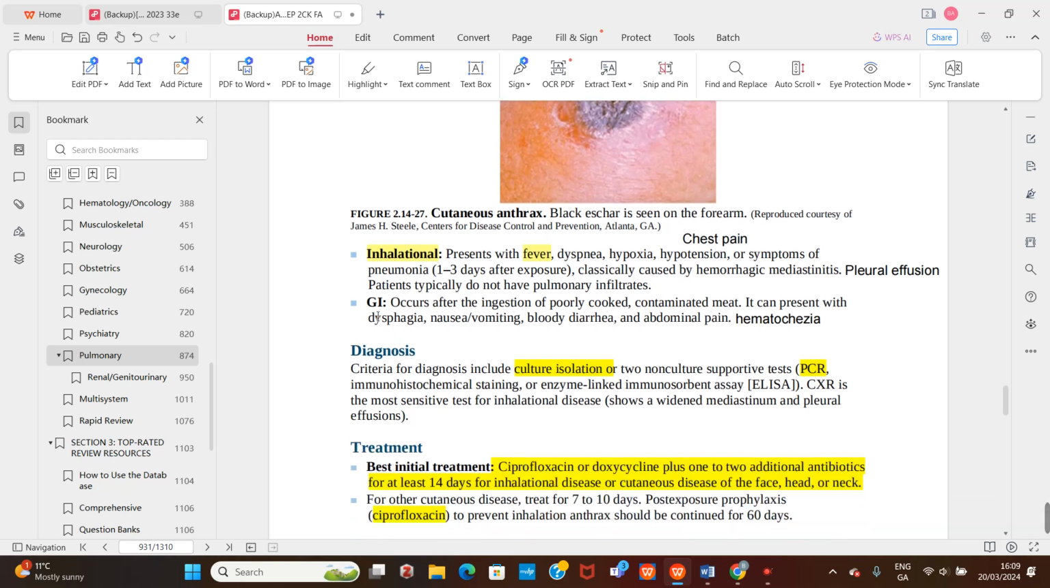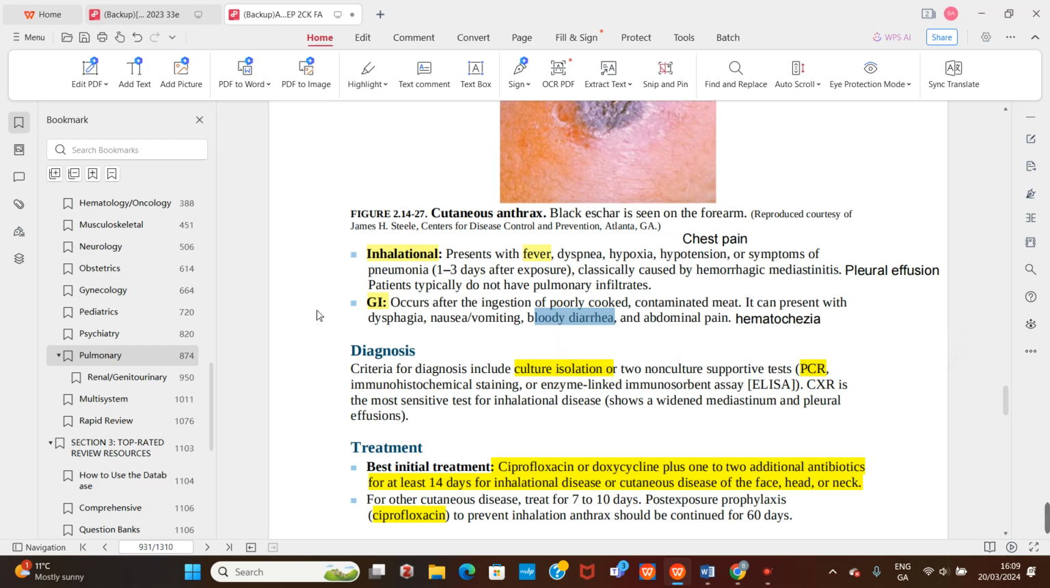Then people with the GI form, people that have ingested meat or animal product containing the spore, can have nausea, vomiting, bloody diarrhea, and abdominal pain, just a normal GI presentation, but with bloody diarrhea.